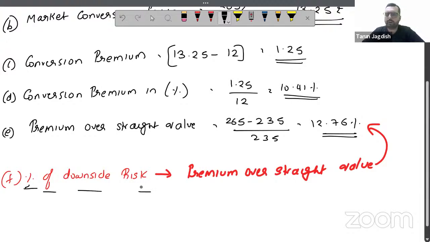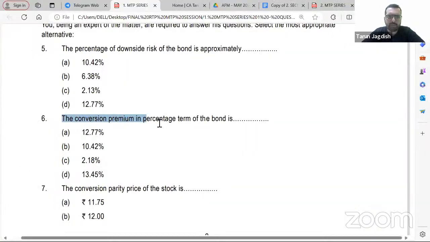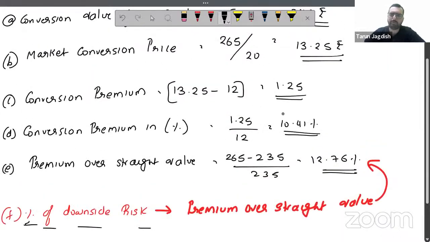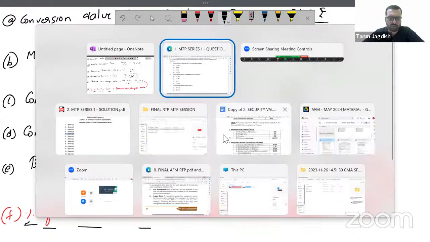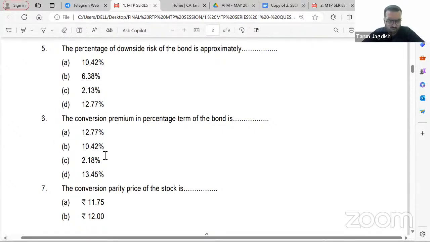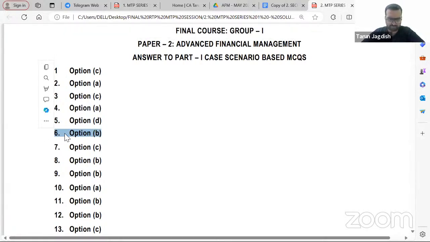Okay. So first one, we got the answer as 12.76%. Can I go to the second part now? Now they're asking conversion premium in percentage. I think we already have found out the conversion premium in percentage. Have we got the answer as 10.41%? Shall we cross check now? Conversion premium, they've got 10.42. So the answer should be B. Let's pray to God the answer is B. Question number 6. Answer is B. We have got the same answer, friends.